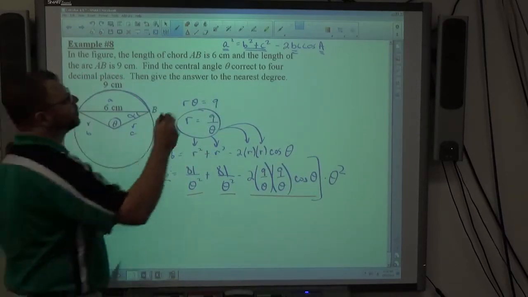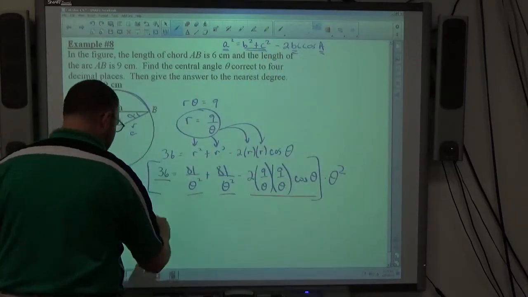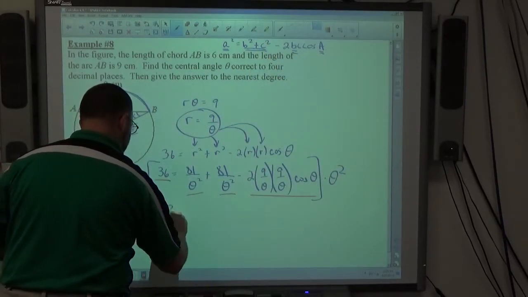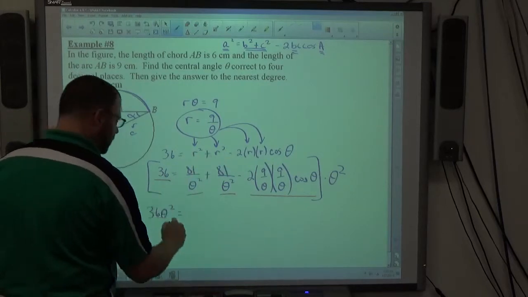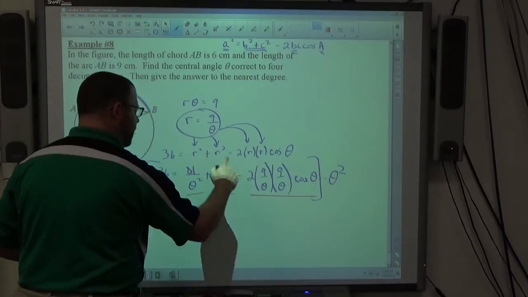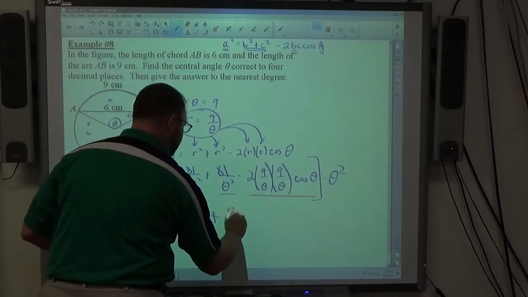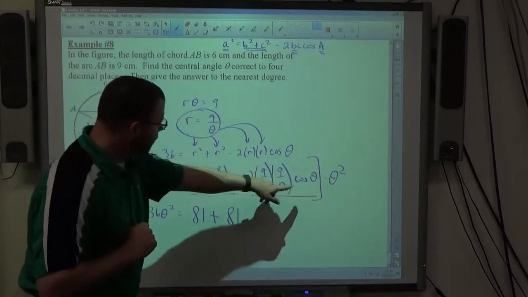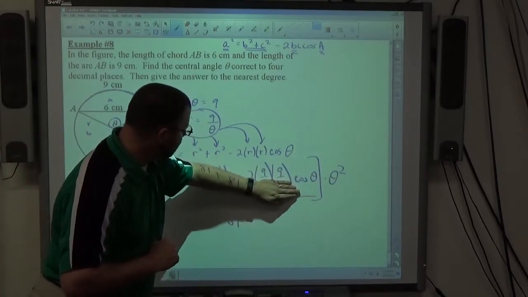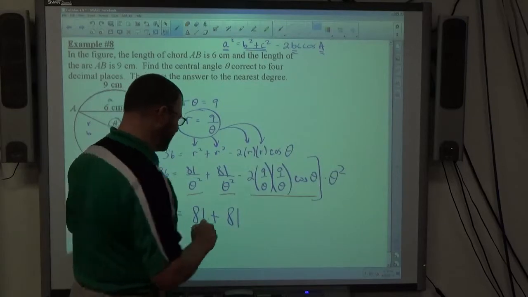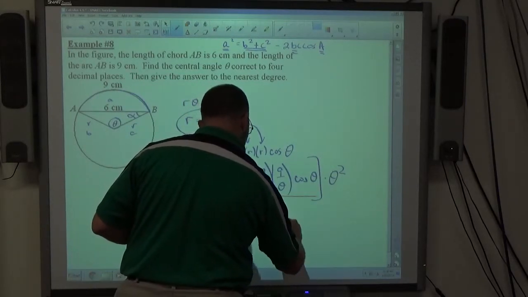Okay. So, theta squared times 36 is just 36 theta squared. 81 over theta squared times theta squared is 81. 81 over theta squared times theta squared is just 81. This theta squared cancels that theta squared, leaving me with 2 times 9 times 9, which is 162 cosine of theta.